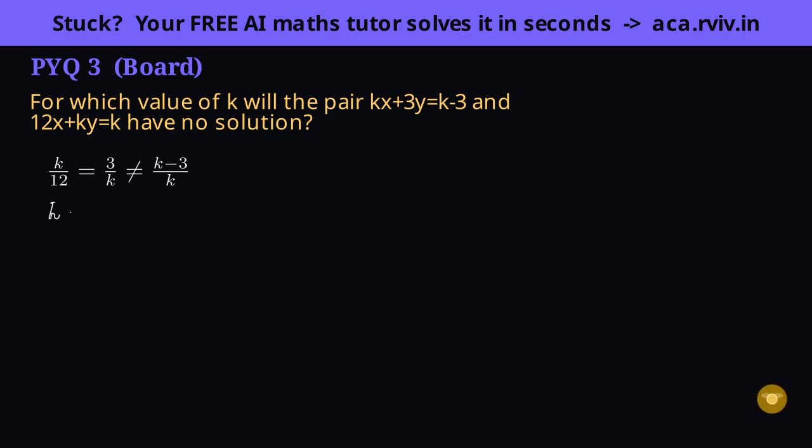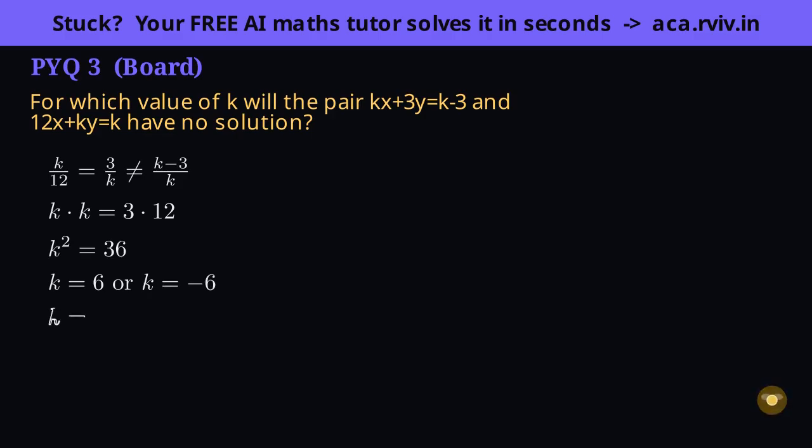The condition that fixes the slope is the first two ratios equal. Set k over 12 equal to 3 over k and cross-multiply. That gives k squared equals 36, a familiar little equation. Take the square root, remembering both signs, k equals 6 or k equals minus 6. Two candidates, and here's where the trap springs.